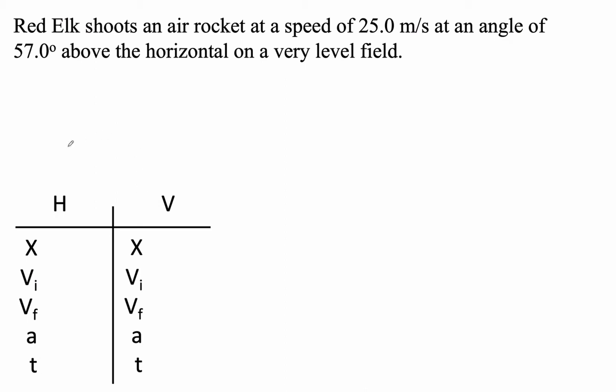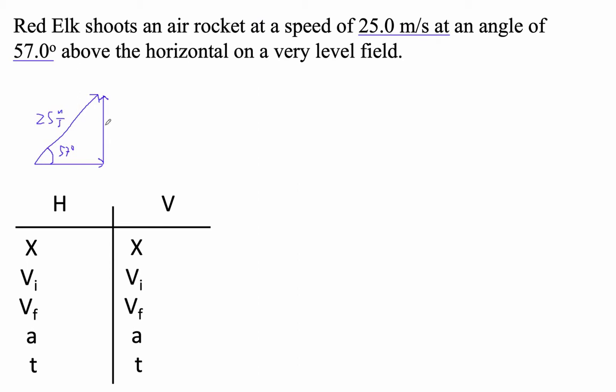Okay, the very first thing we're going to do is break this velocity. This is an angle-magnitude vector, so we have to break that into components. 57 degrees is like that, actually a little steeper than that. It has a horizontal component and a vertical component, and the vertical component is always opposite. I'm always going to give you that angle, and this is 25 meters per second.